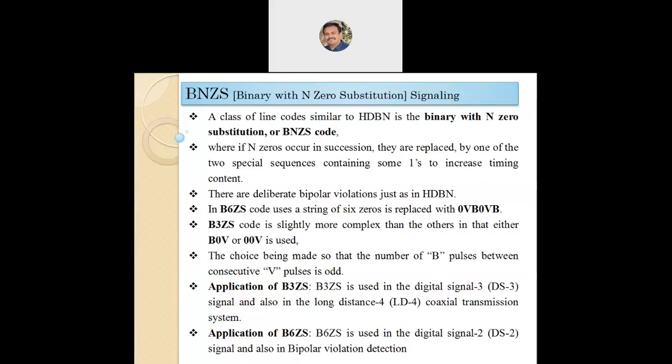B3ZS is widely used in digital signaling 3, that is DS3 signaling, and also in long distance LD4 coaxial transmission systems. B6ZS is used in DS2, that is digital signal 2, and also in bipolar violation detection.